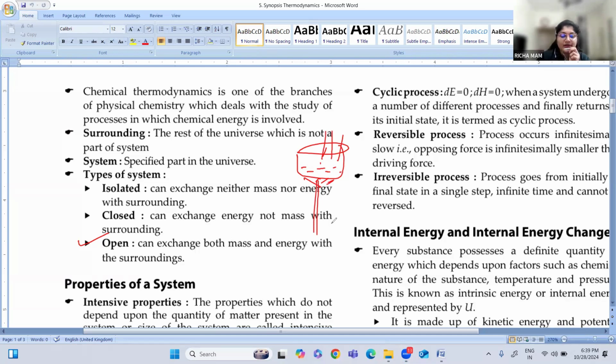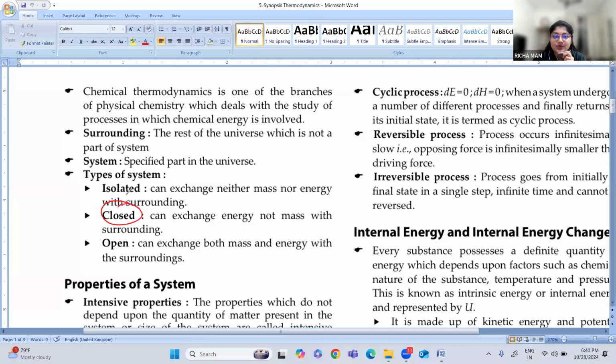Closed system. What do you mean by closed system? Closed system means it can exchange energy, not mass, with the surrounding. It can exchange only the energy. So if only the energy can be exchanged with the surrounding, then it is called a closed system.